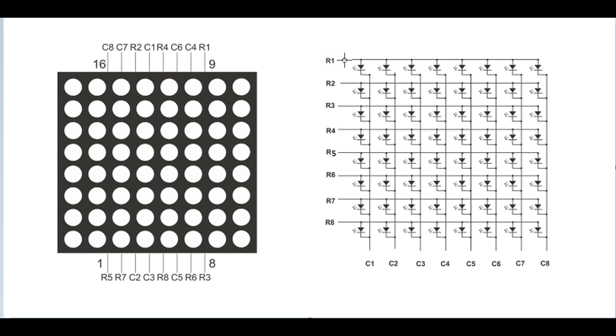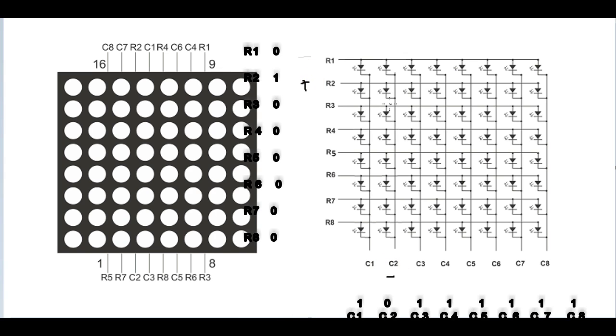Here all rows are connected with the positive terminals of LED and all columns are connected with the negative terminals of the LED. That means if I want to light R1 C1, that means this LED, I need to give positive here and negative here, then this LED gets on. And if I want to on R2 C2, that means this LED, I need to give positive here and negative here, then this LED gets on.